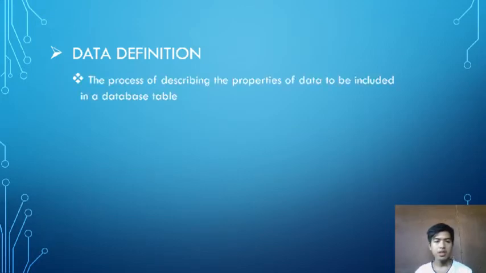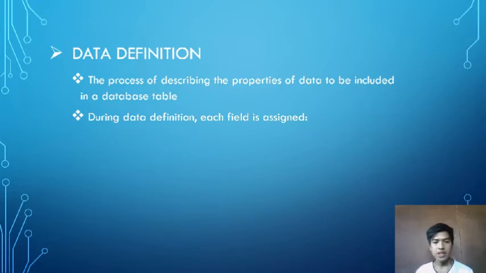Data definition is the process of describing the properties of data to be included in a database table. This is the process of how we can describe or detail the properties of the data being input in the database table.